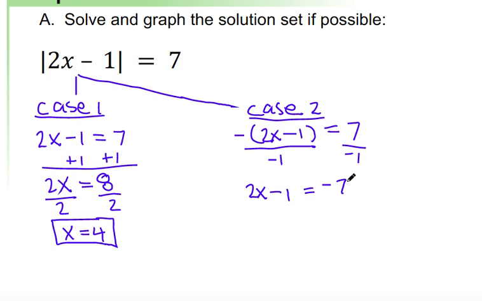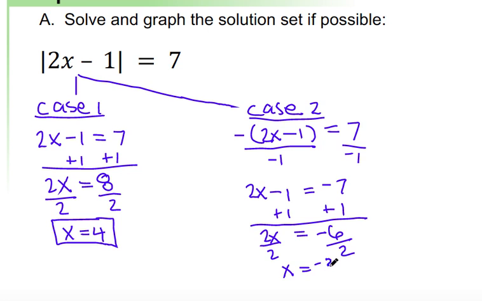All right, now this should look familiar to you. I'm going to add 1 on both sides. I'll rewrite this: 2x, this cancels. Negative 7 plus 1, that's negative 6. And now I'm going to divide by a 2 on both sides. This cancels to 1. I get x is equal to negative 6 divided by a positive 2, that's a negative 3.